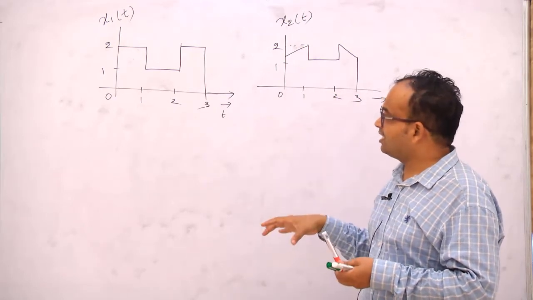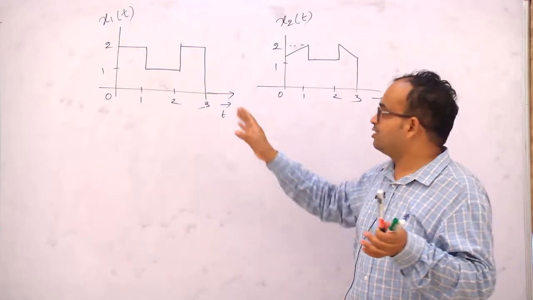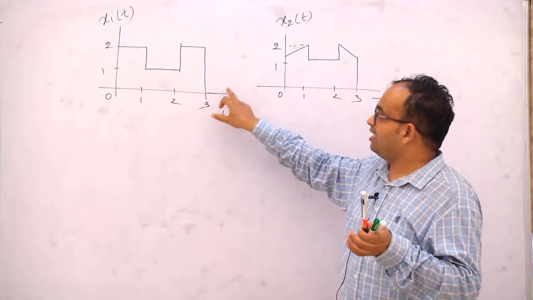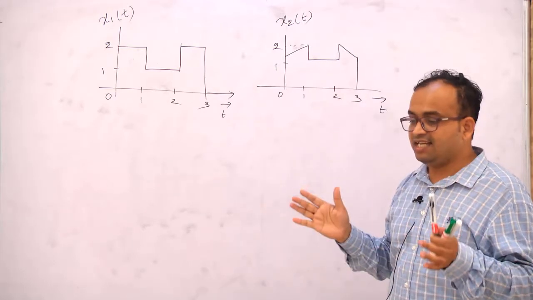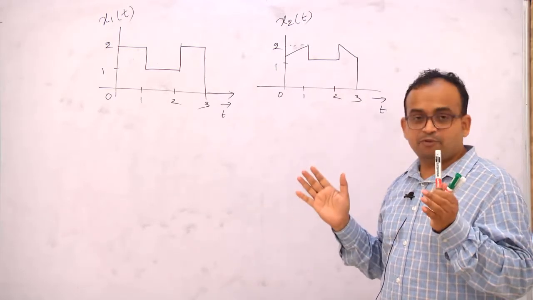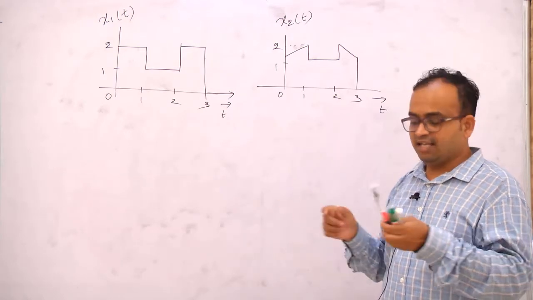So now we can tell that after 3, our signal will end, because there is no quantity after 3 here. So our signal ranges from 0 to 3, or it will be bound from 0 to 3. Right? So now what happens?